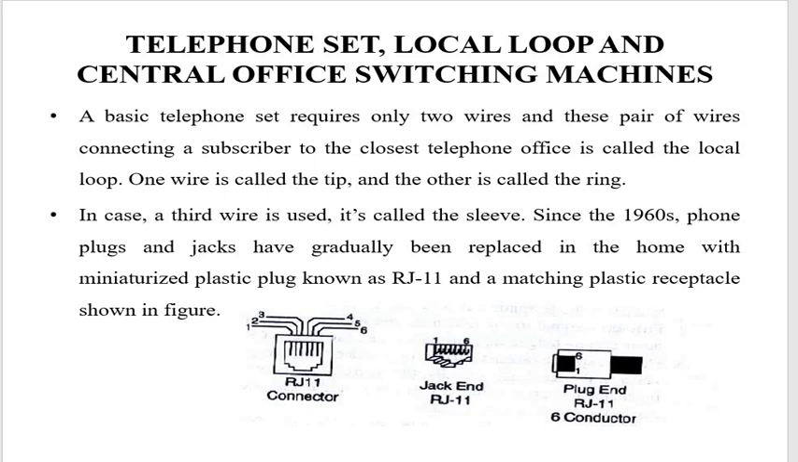We'll start with the first defined term, the first basic requirement of a telephone set. It requires one pair of wires from the telephone company to operate. This pair of wires connecting your subscriber to the closest telephone office is called a local loop. As you need two wires, these wires are termed the tip and the ring. One wire is termed the tip and the other is termed the ring.